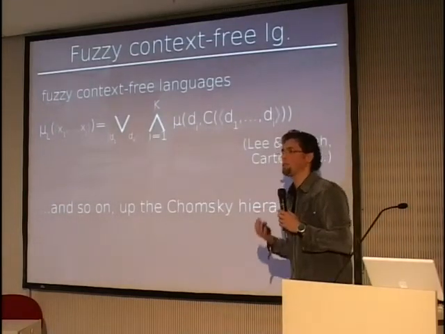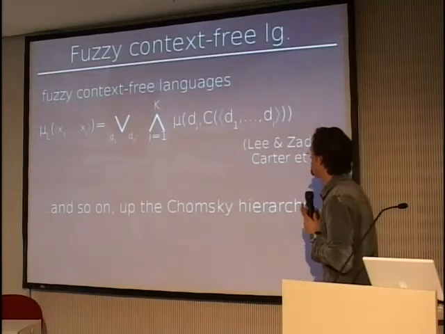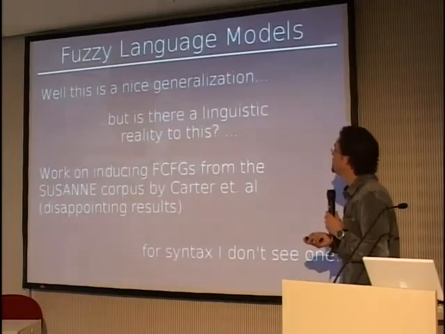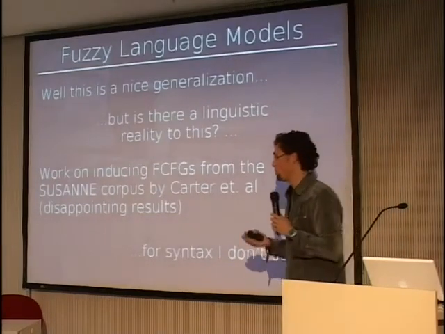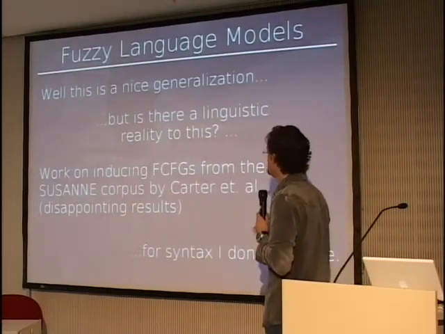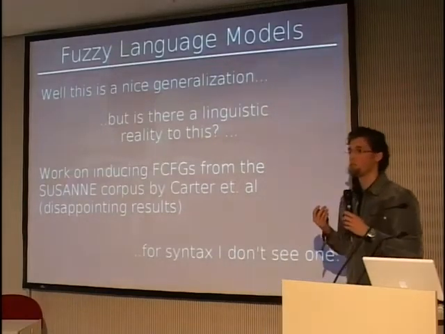So basically this fuzzy logic stuff gives you a nice generalization over pretty much all of computational theory and not just the linguistic stuff, which is sort of neat. But for the language modeling problem in particular, again, you can actually induce fuzzy context-free grammars from corpora.